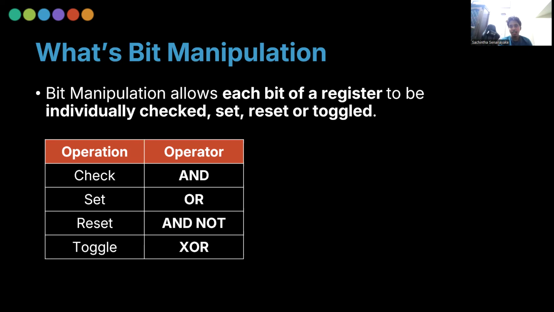If you want to independently check if bits of interest in a register are on or off, you can use bit manipulation techniques. There are 4 major operators that can be used to bit manipulate. You can use the AND operator to check. You can use the OR operator to set bits. You can use the AND and NOT operators in conjunction to reset. And you can use the XOR operator to toggle. Those are the operators responsible for bit manipulation.